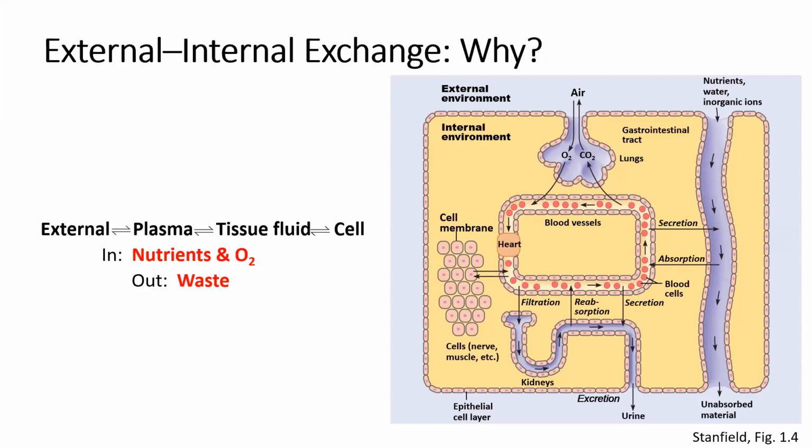And so the exchange between our cells, our tissue fluid, our plasma, and our external environment is also an important part of maintaining homeostasis so that we can get what we need and we can get rid of the waste products that are byproducts of our metabolic processes. Okay, such as CO2 and nitrogen.